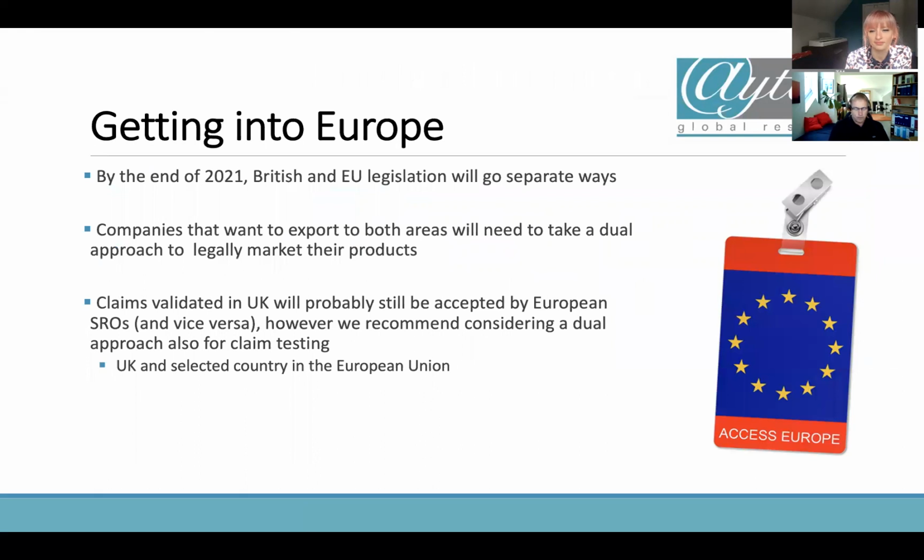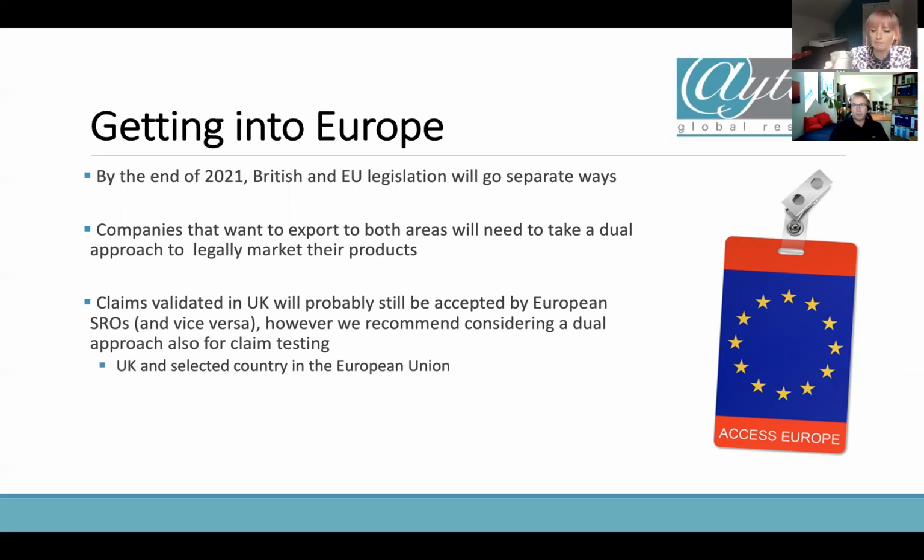Talking about different countries, a topic that is, especially now with Ayton being a UK company, something that I think is keeping everybody busy. We all know that by the end of this year, British and EU legislation will go separate ways, one way or the other. We don't know exactly what this will look like, if there will be a deal or not. At any rate, we will go into some separate legal situations and legal systems, which means that companies that want to export to both areas need to take a dual approach to legally market their products.